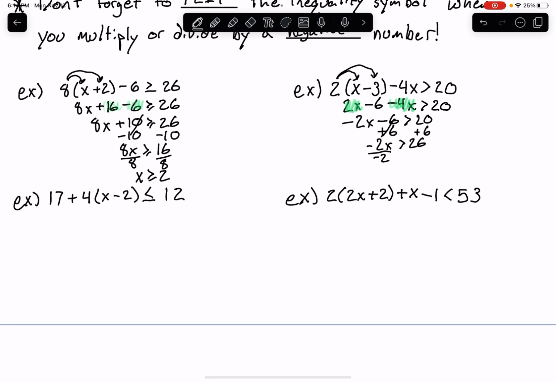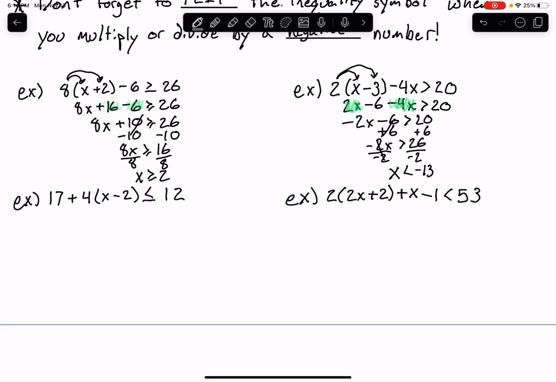Divide by -2, divide by -2, and x will be, we divided by a negative, so we're going to flip our symbol, and that will be x is less than -13.